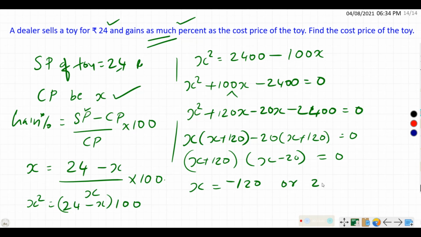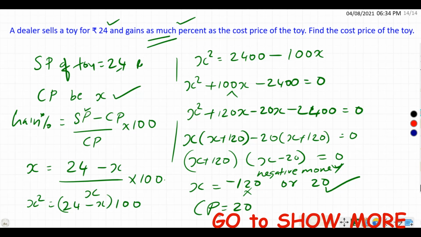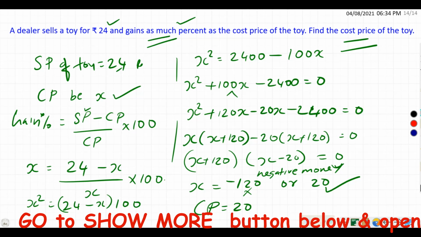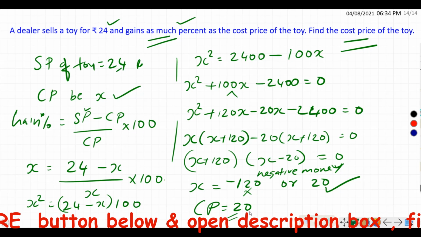profit. So he has made profit, that is why the topic of gain comes. So minus 120 means big loss, but it is already said that he has gained. So the value of x will be 20. So cost price is 20 here. Okay, thereby we solve this also, very practical situation.